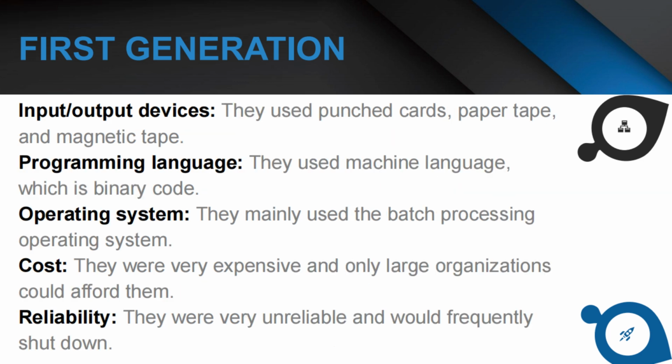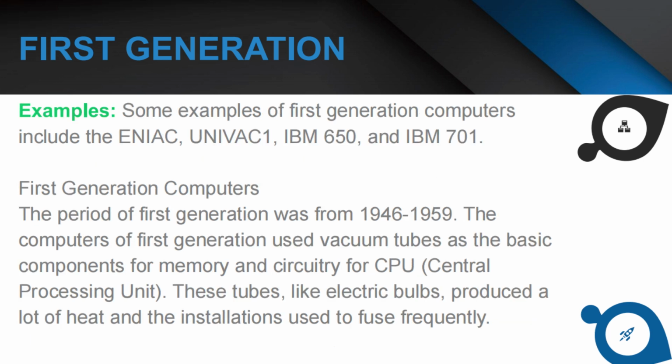Input-output devices: they used punched cards, paper tape, and magnetic tape. Programming language: they used machine language, which is binary code. Operating system: they mainly used the batch processing operating system. Cost: they were very expensive and only large organizations could afford them. Reliability: they were very unreliable and would frequently shut down. Some examples of first-generation computers include the ENIAC, UNIVAC 1, IBM 650, and IBM 701.